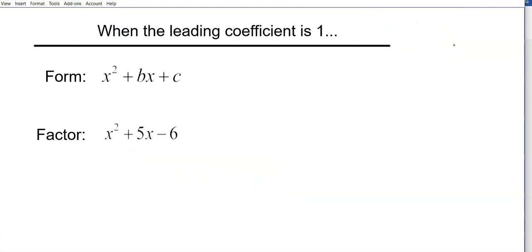So here's when the leading coefficient is 1. What I mean by that is it's just plain old x squared, right? 1x squared. It's just that first coefficient is 1. We call that second coefficient of x b, and the constant we call c. And so this is something you've probably done before. So if you do something like this, you're going to factor. I don't know how you used to do it, but I usually start with x and x.